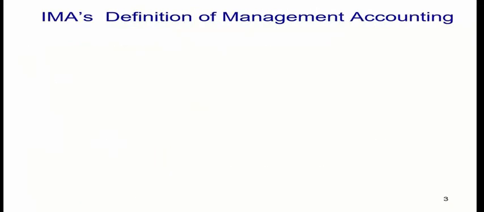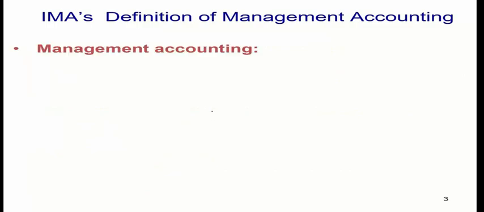Now, how does the IMA define management accountant? Now, what is the IMA? The IMA is the professional organization that oversees management and cost accounting. The Institute of Management Accountants. Basically, it's the equivalent of the AICPA. If you're practicing public accounting, you have the AICPA, which is the professional organization that oversees the industry. The IMA is the equivalent of the AICPA, but it's for management accountants.